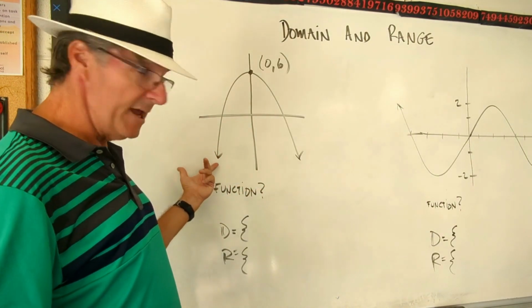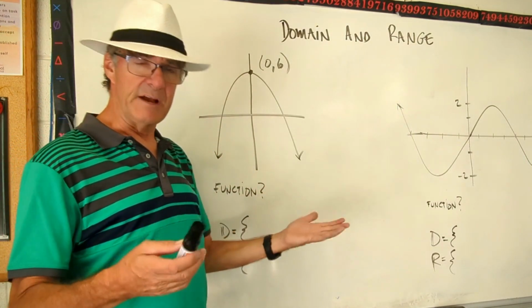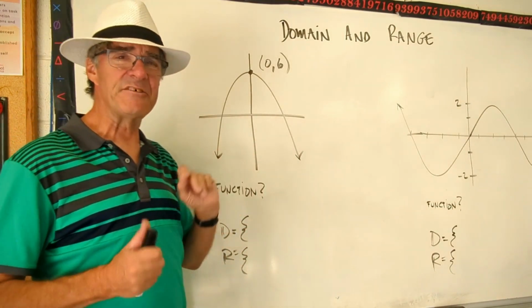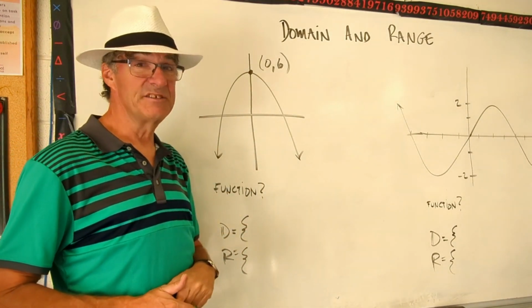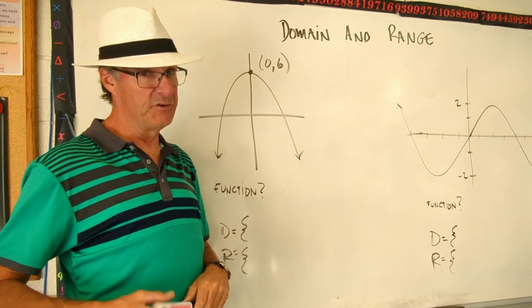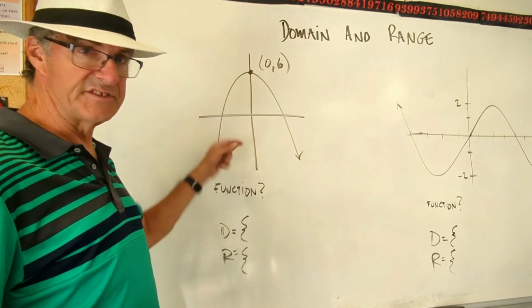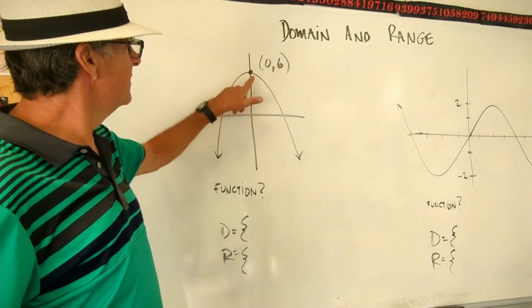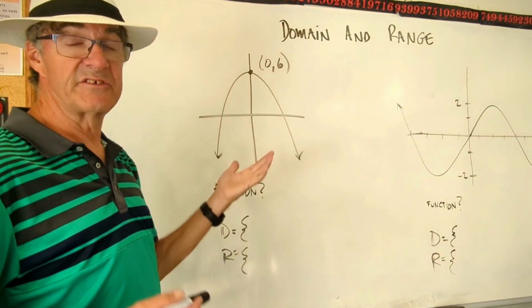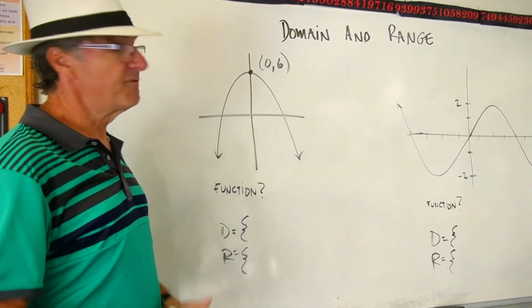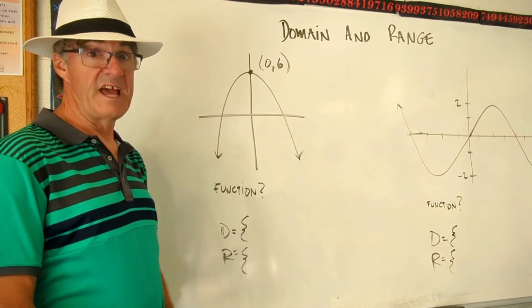We know its shape. Okay, so think about that for a minute. What kind of function is this likely to be? If you answered quadratic, you're right. This looks like a parabola that's a downward opening parabola with a vertex at the point (0, 6). Okay? Now, is this a function? Pause the video and answer that question.